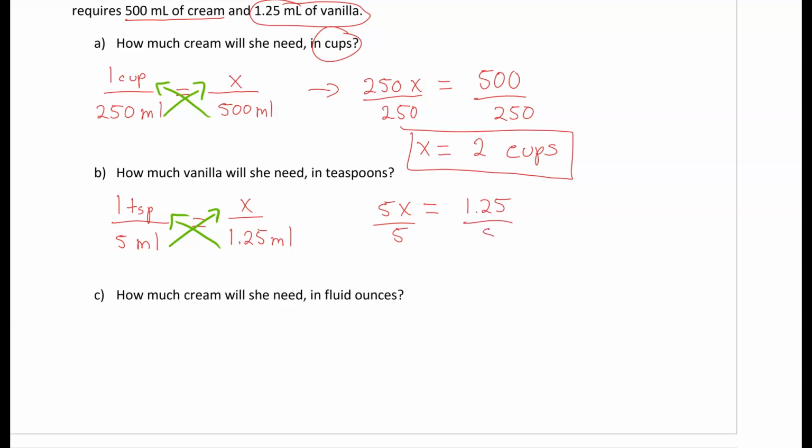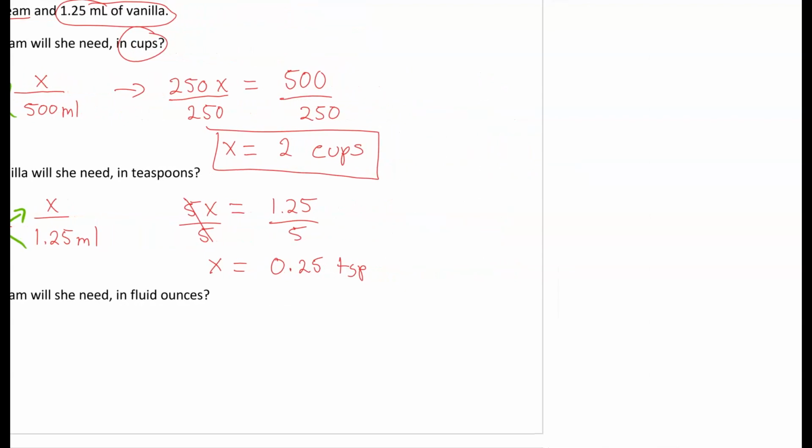And you have to do that to the other side as well, so divide by 5. That cancels it off there, leaving us just with x. And we have 1.25 divided by 5, which will be 0.25 of a teaspoon.